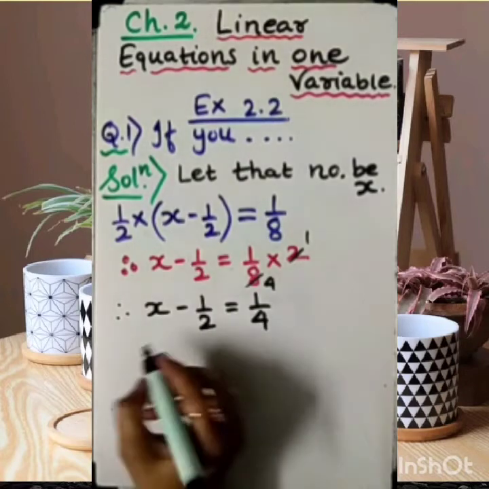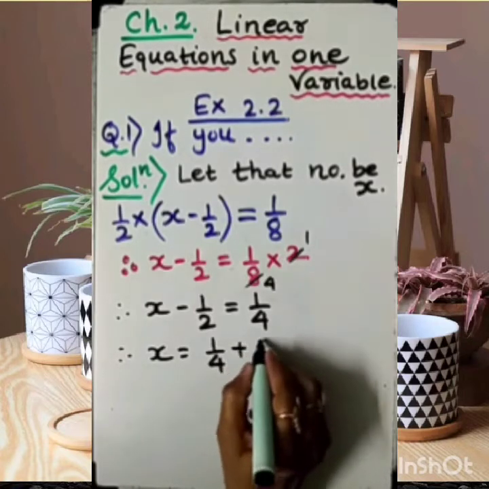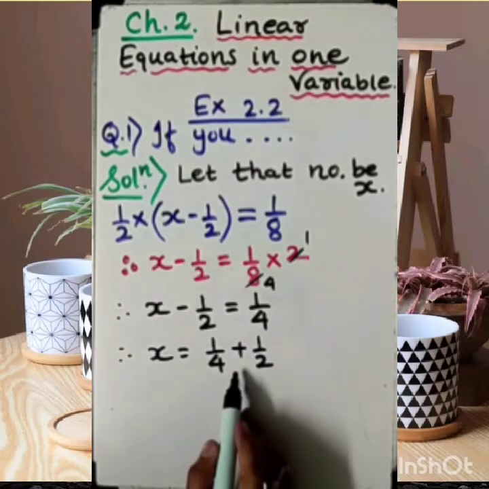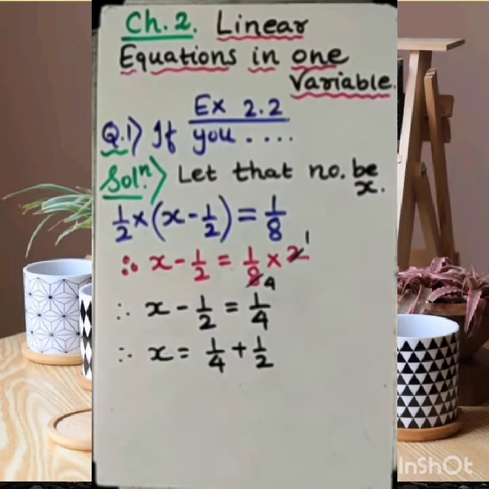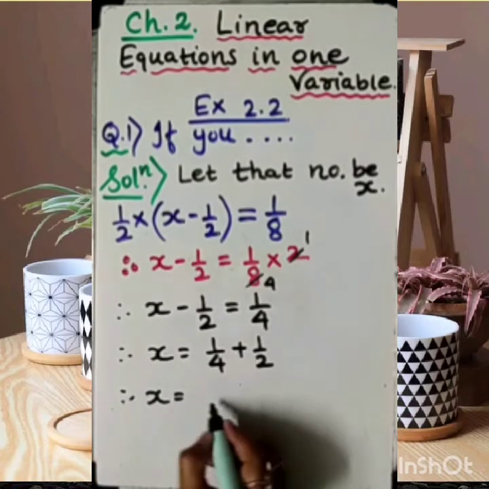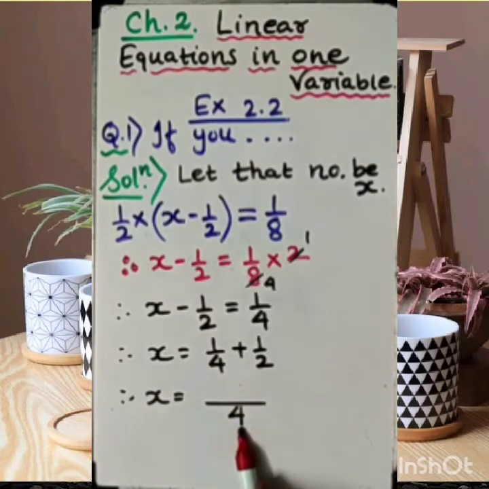Now, how to solve further? Let me bring this 1/2 to the right side. It will become plus 1/2, because this minus 1/2 I am transposing to the right side, so it is becoming plus 1/2. Now, how to simplify 1/4 plus 1/2? As we know, dear student, we need to bring them into like fractions. To convert them into like fractions, their denominators must be the same. So simple, the LCM of 4 and 2 is 4.